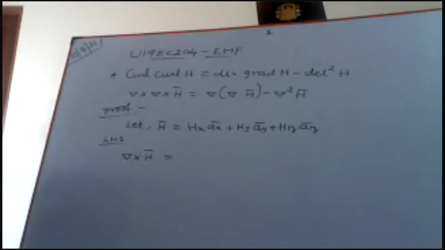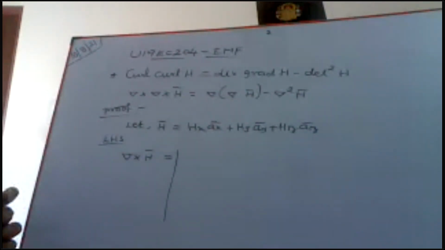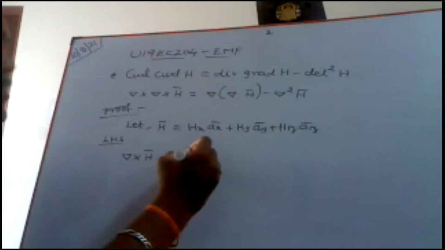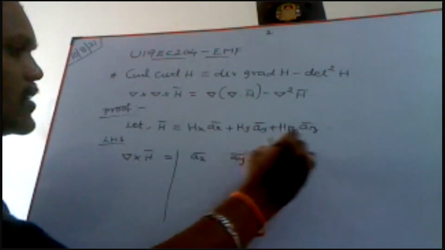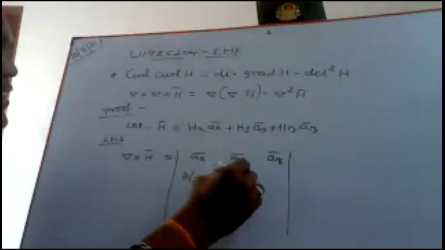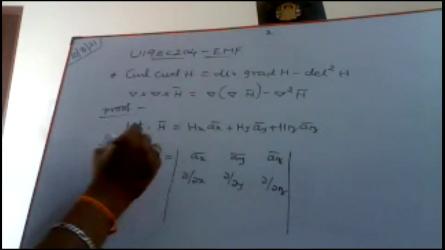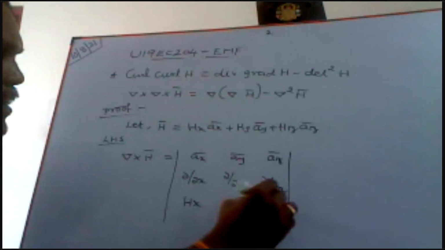Del cross H means what will happen? A matrix has to be formed. What size will I get for del cross H? Sir, 3 by 3, sir. 3 cross 3 because there are 3 unit vectors. So the first row as usual is the unit vectors: Ax vector, Ay vector, Az vector. The second row is the coefficient of del: dou by dou x, dou by dou y, dou by dou z. The third row is the coefficient of H vector, so it becomes Hx, Hy and Hz.